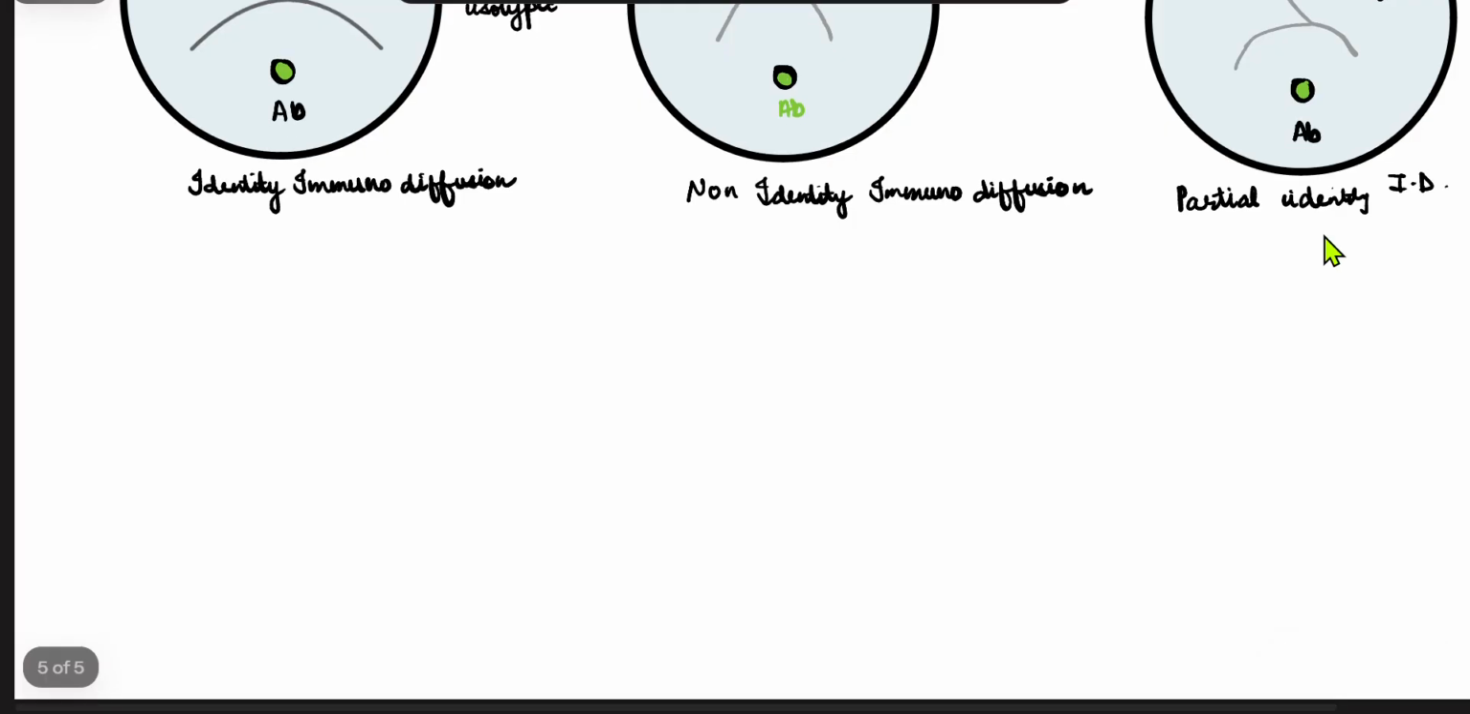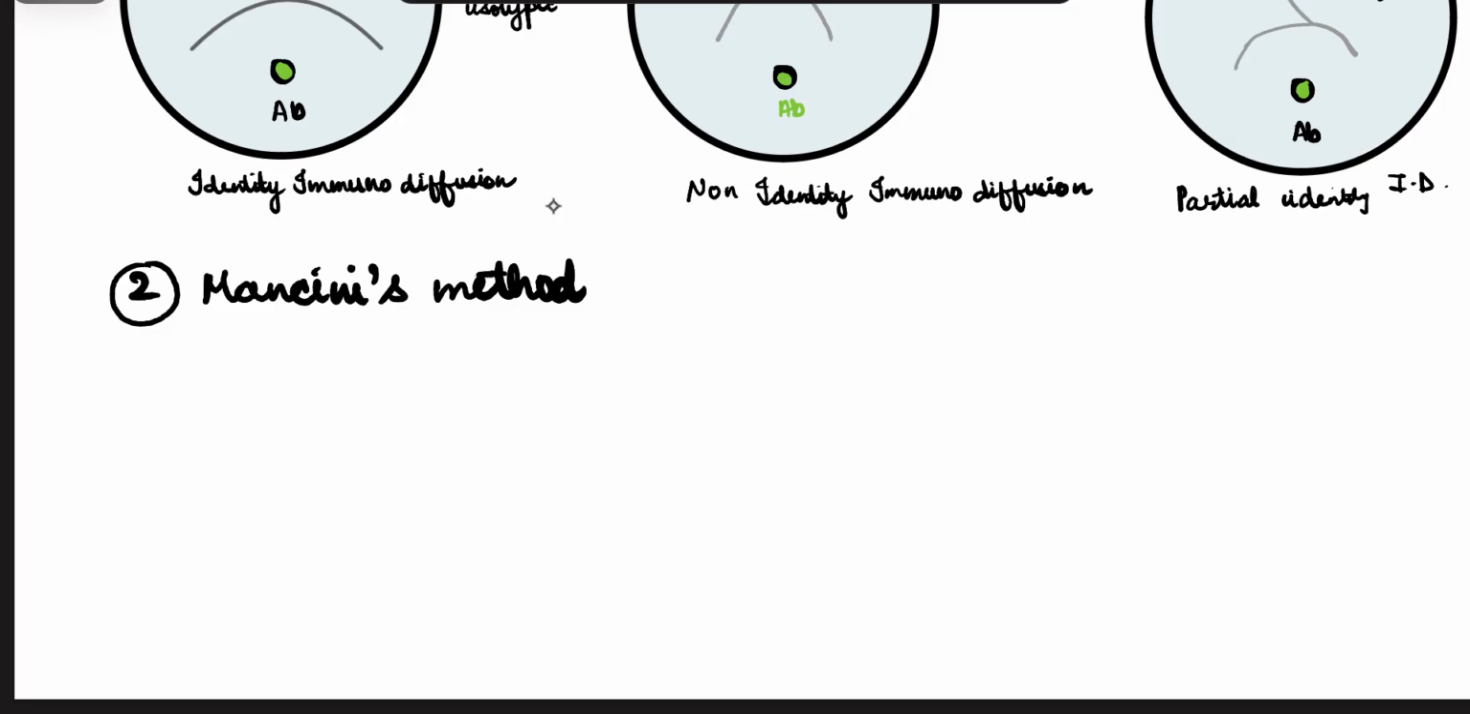There is another kind of immunodiffusion which we should not study in much detail, but at least for the knowledge we should know. The second kind of immunodiffusion is Mancini's method. Now what do we do in Mancini's method? Basically, we are taking the plate again. So let us say this is the plate.